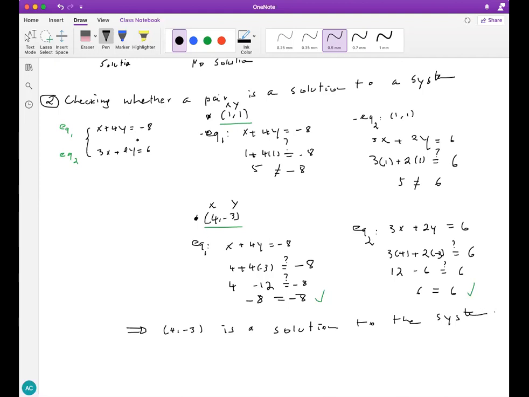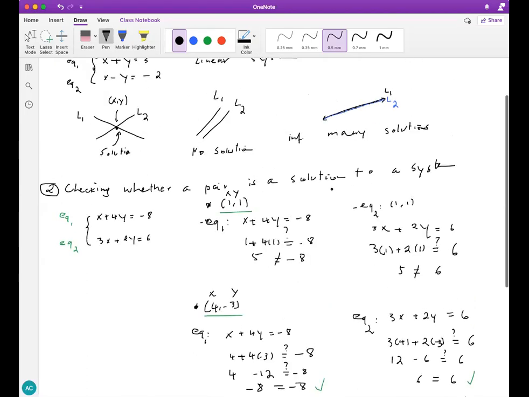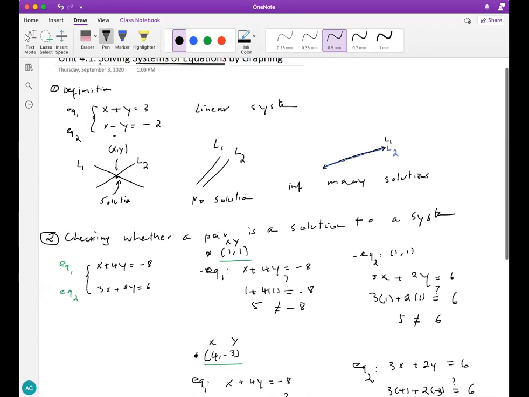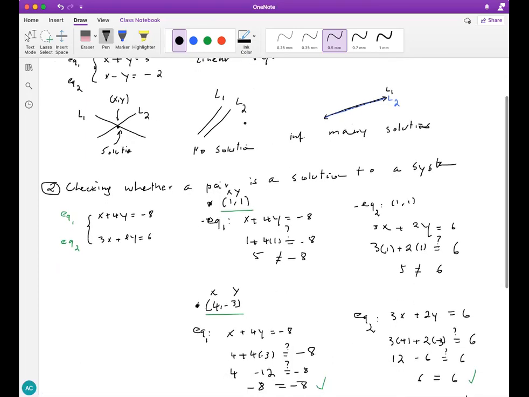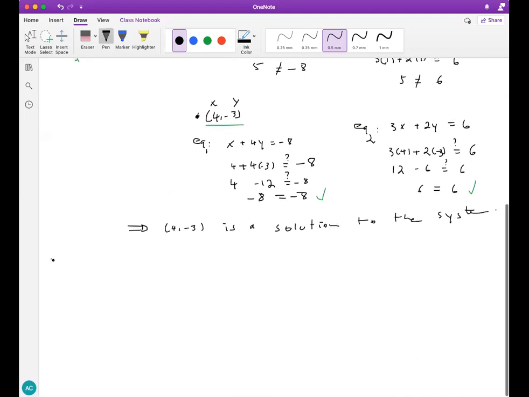The system, meaning that system. Okay, so that's how you check whether a pair is a solution or not. Now we're going to see how to actually solve systems ourselves using graphing and see which case of these we're going to get. So number 3 is solving by graphing.